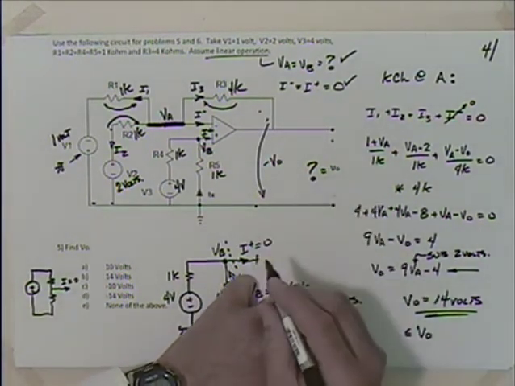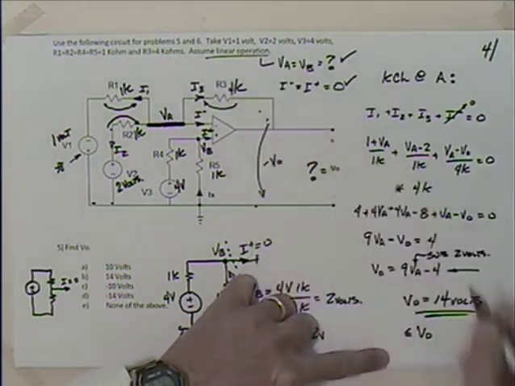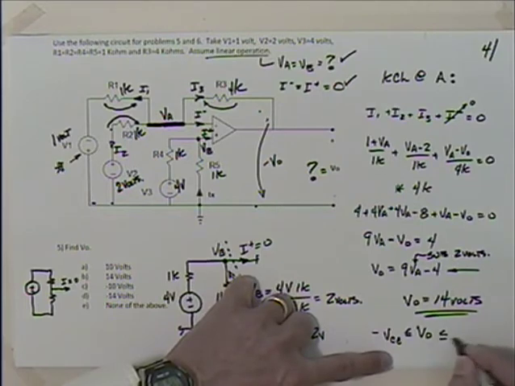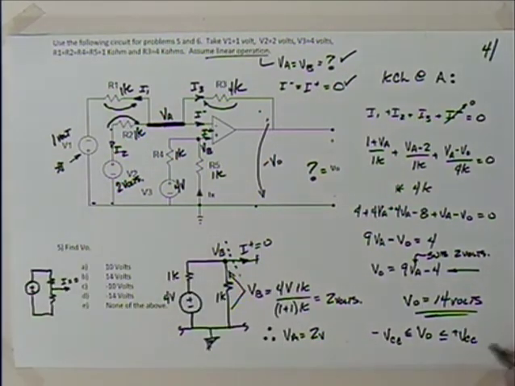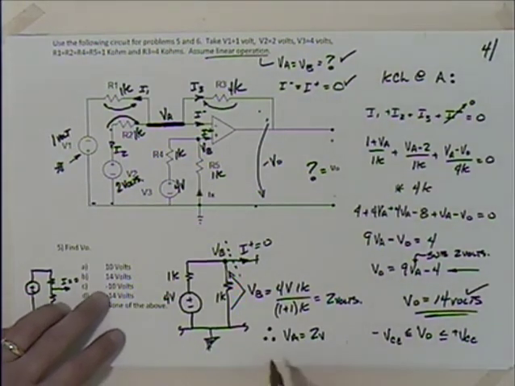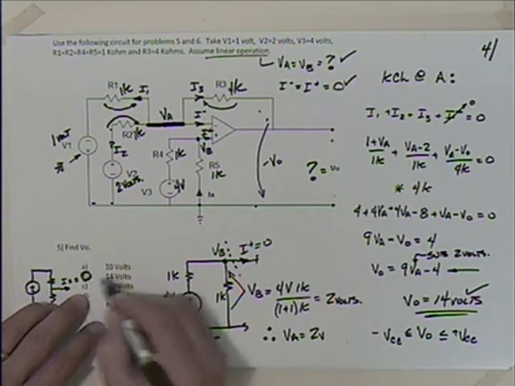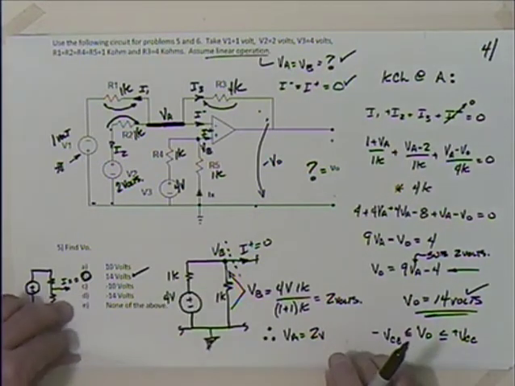We weren't told that it was between there. We're assuming linear operation. We weren't told what minus VCC was and what positive VCC was. But I said usually it was somewhere between about 10 and 20, so we're going to be using 15 in the lab. So this fits the bill fine. I think we can be pretty comfortable and confident with that answer, and we're going to select B here. 14 volts.